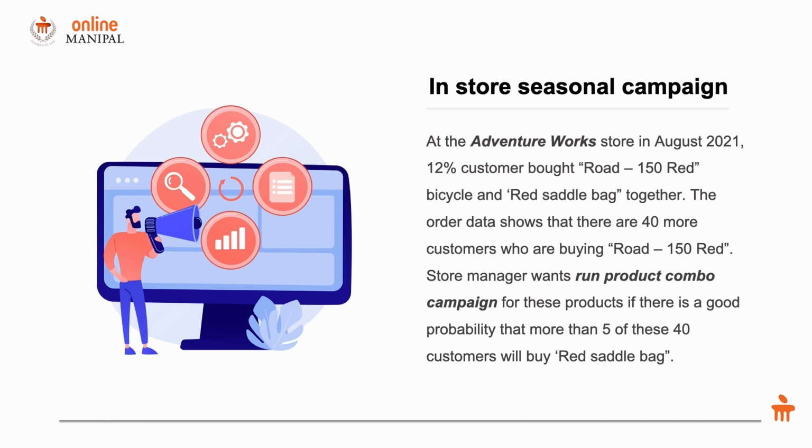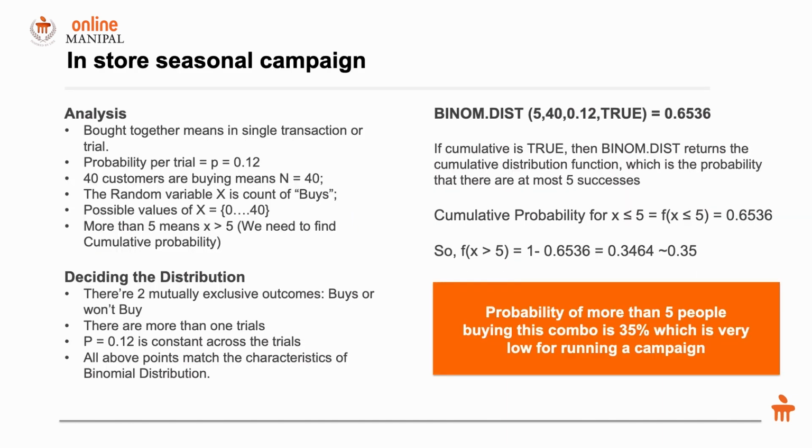Now the manager wants to run a promotion campaign where he can offer this saddlebag together with the bicycle only if he knows for sure that there is a good probability that 5 or more customers out of these 40 customers will buy the saddlebag. The combo offer and the campaign make sense for the store manager when there is a good probability of at least 5 or more customers buying this combo together. So how can we solve this using the distributions? Let's look at it now.